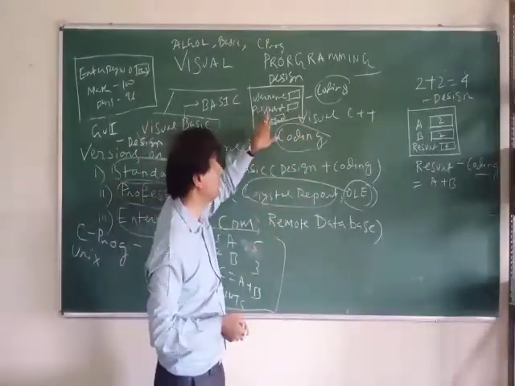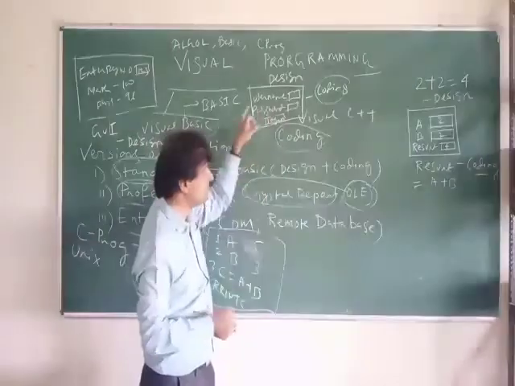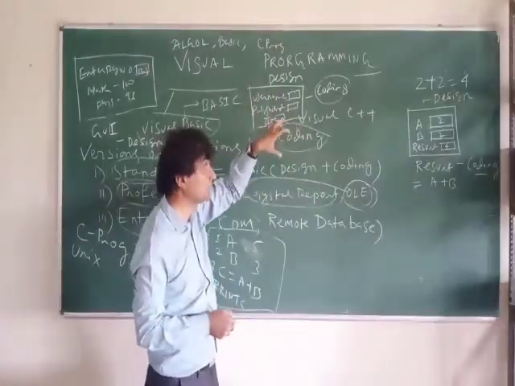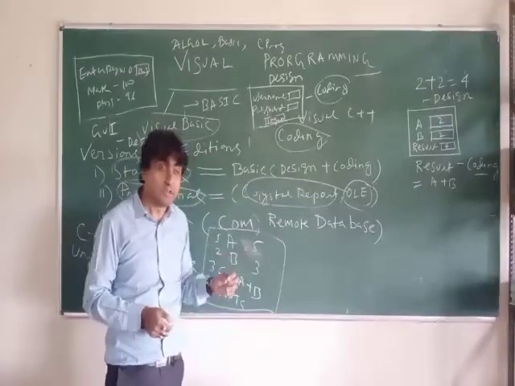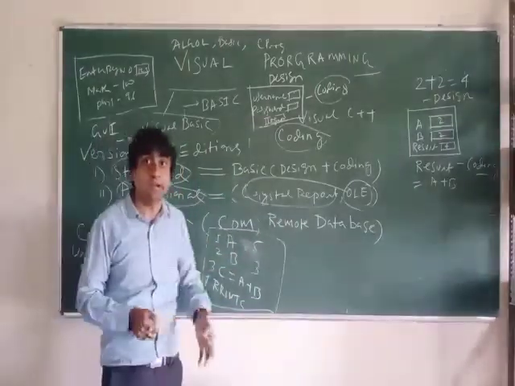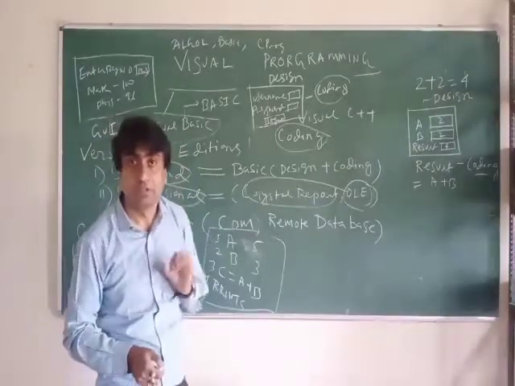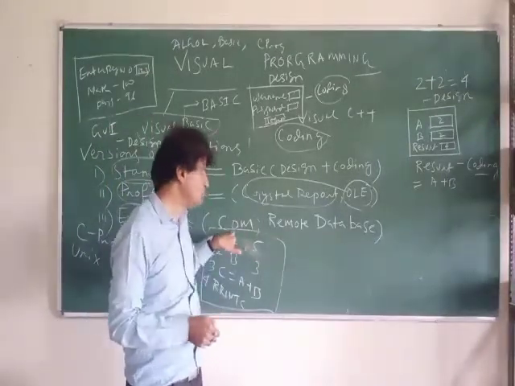So this is also an object. Together these are a collection of several objects. This is called component object model.